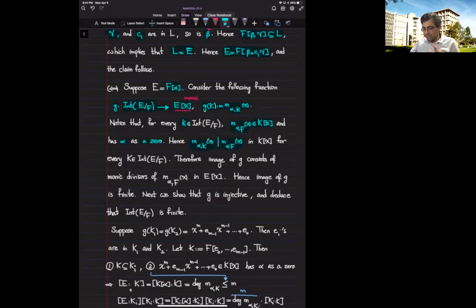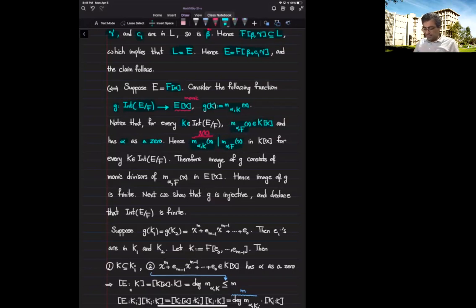So this is precisely G of K. So no matter what K I pick, G of K ends up being a monic divisor of the minimal polynomial of alpha over F. So the minimal polynomial of alpha over F is a fixed polynomial, and all of these G of K's that we are going to get are going to be monic divisors of this polynomial, and there are only finitely many monic divisors of a given polynomial. So that's why the image of G is a finite set.